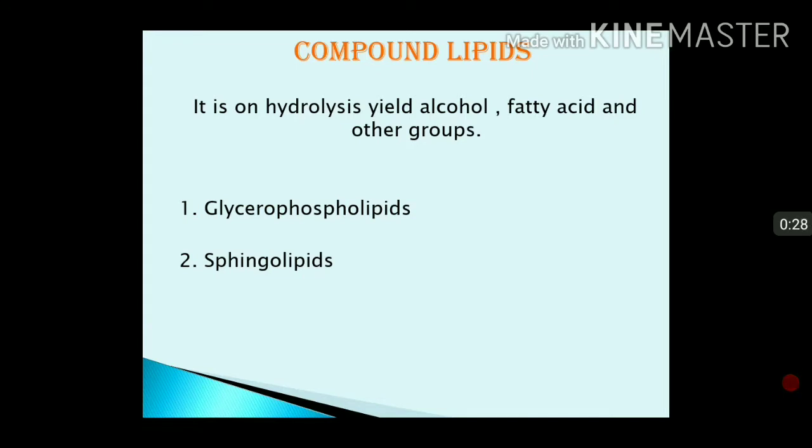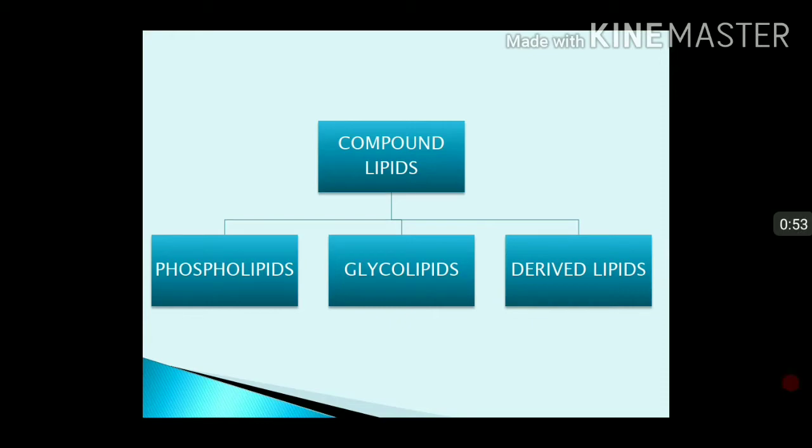Compound lipids on hydrolysis yield alcohol, fatty acids and other groups. These are of two types, glycerophospholipids and sphingolipids. In glycerophospholipids glycerol is present, and in sphingolipids amine alcohol sphingosine is present. So compound lipids are mainly of three types: phospholipids, glycolipids and derived lipids. Derived lipids may be classified entirely as different class of lipids, or it may be classified in compound lipids.